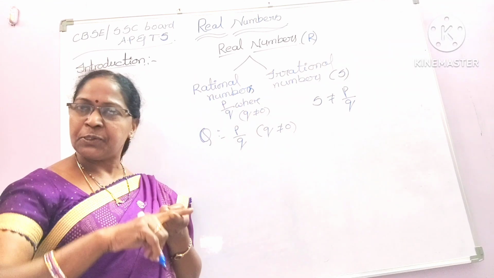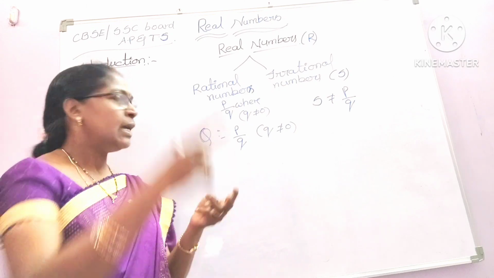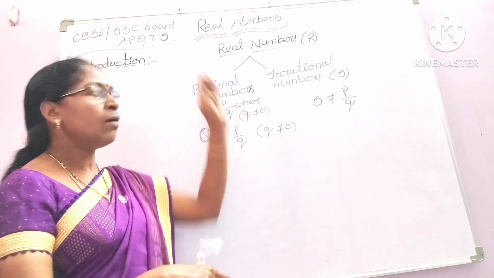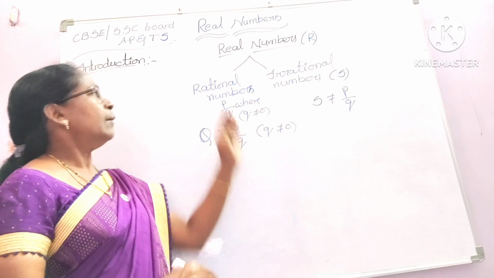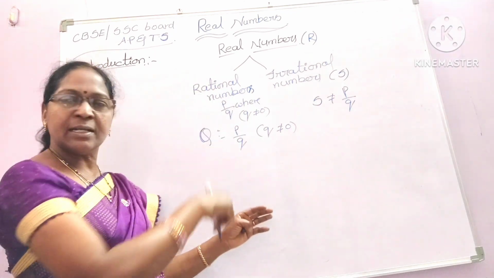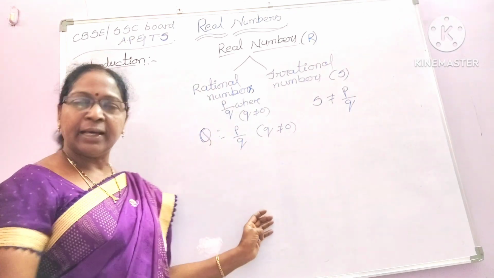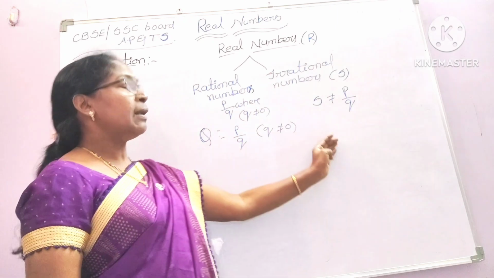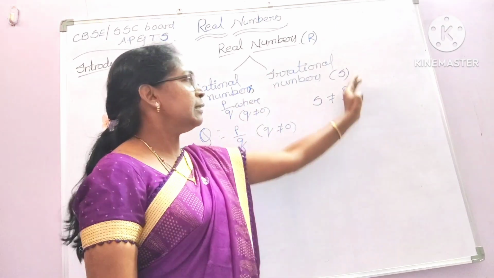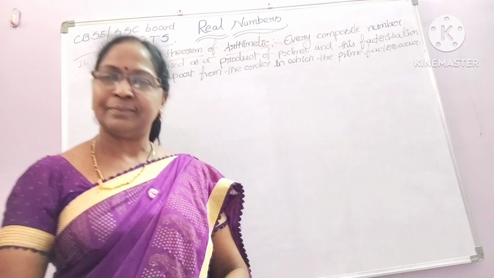Integers means positive numbers, negative numbers and including 0. That means these integers, natural numbers and whole numbers come under rational numbers. Whatever numbers we cannot represent in the form of p by q, those numbers are irrational.